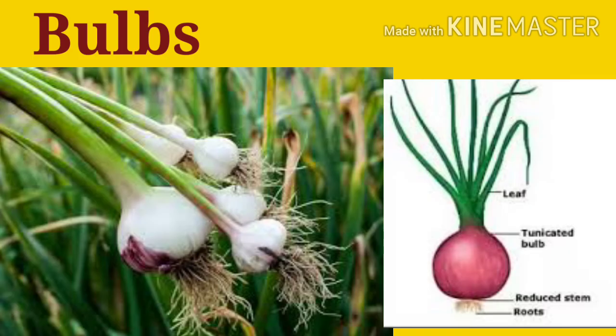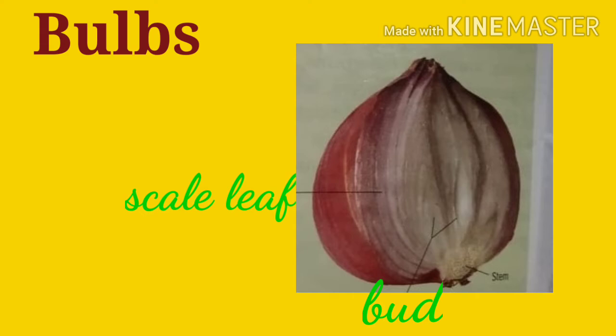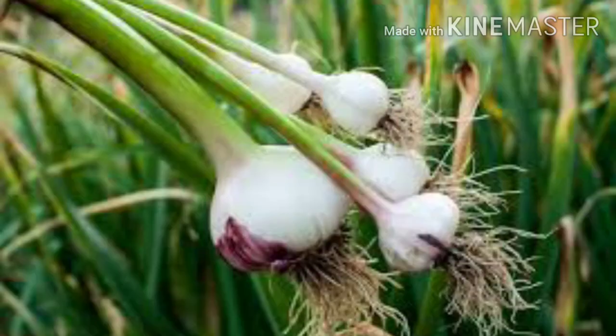Next is bulbs. The bulb is a small, round, swollen underground stem that has buds surrounded by fleshy scale leaves. So these buds produce new plants. Examples of bulbs are onion and garlic. These are the common examples of bulbs.